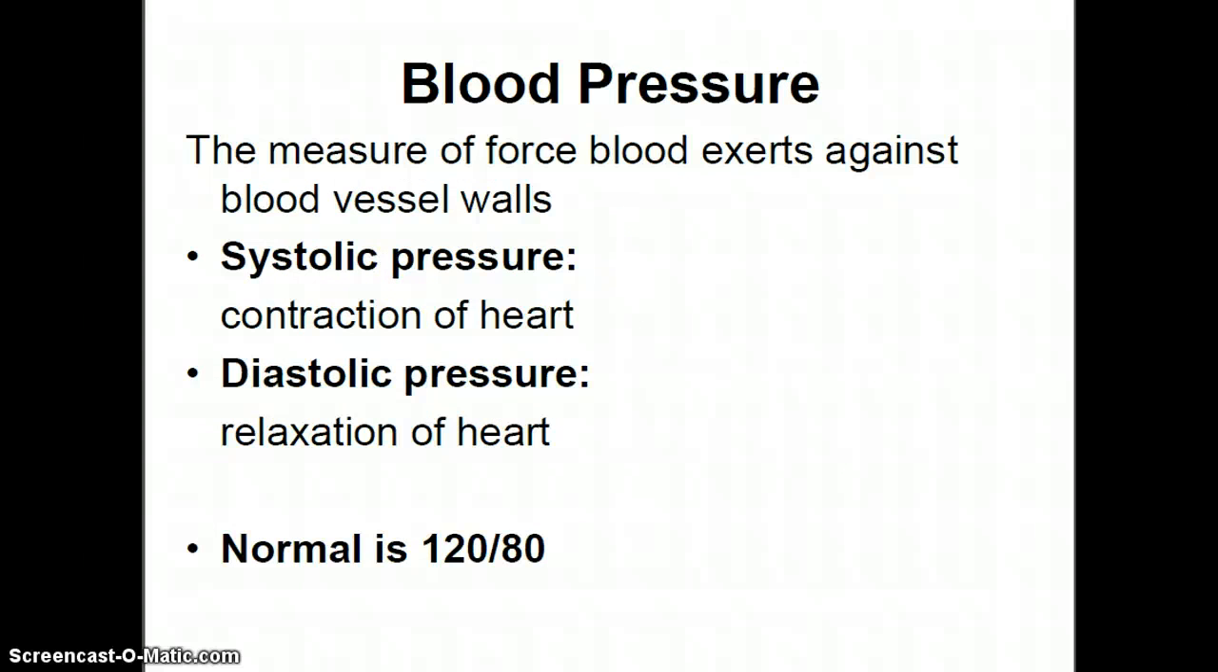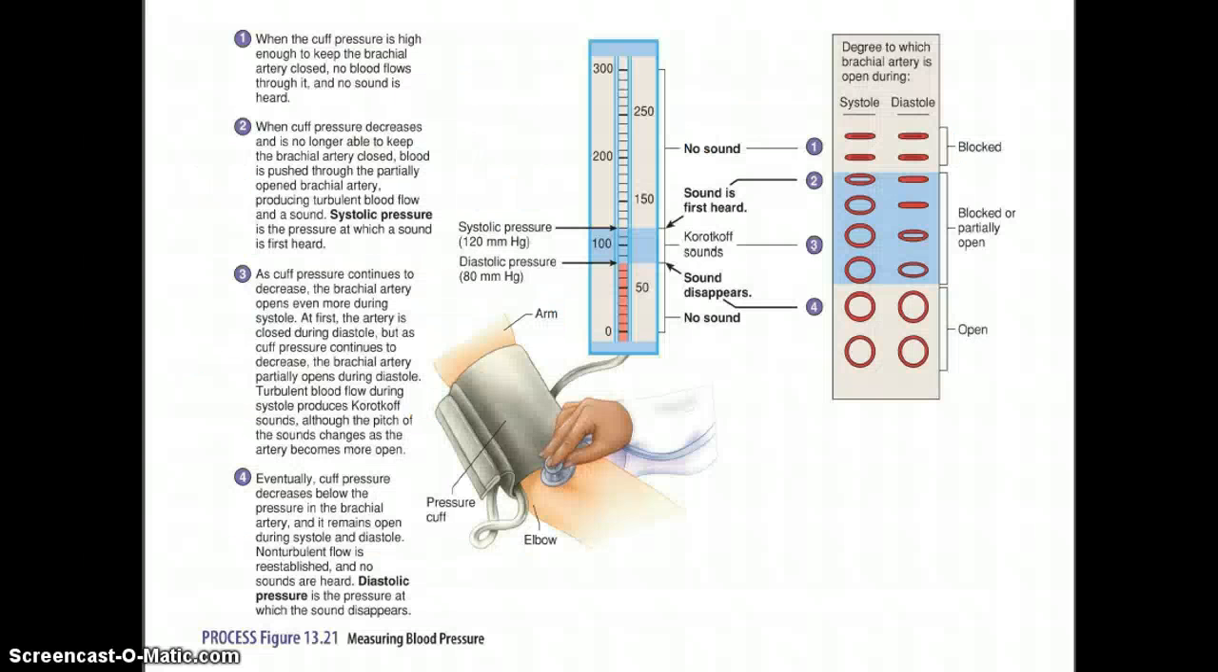Blood pressure is the measure of force the blood exerts against the blood vessel walls. Systolic pressure is the higher pressure, and it indicates contraction of the heart. Diastolic pressure is the lower pressure and indicates the relaxation of the heart. Normal is considered to be about 110 to 120 systolic and about 70 to 80 diastolic. Above those would be considered high blood pressure.